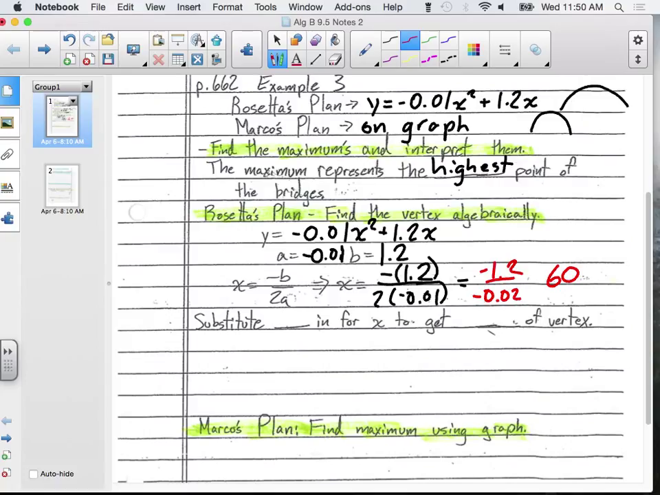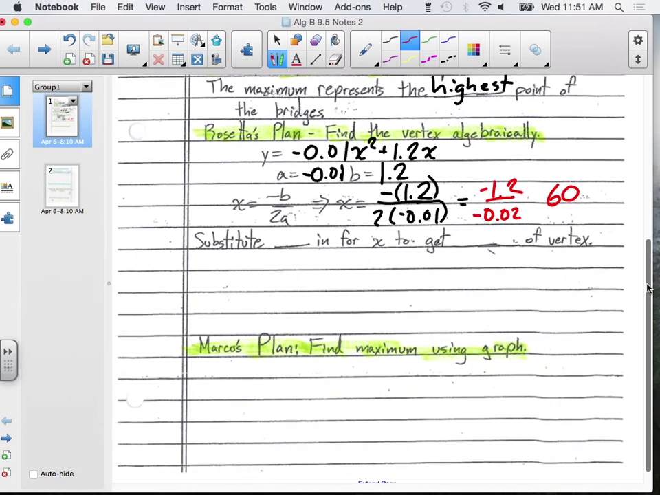Alright, so that means what? In other words, what did we just find? What part of the vertex did you just find? No, which part, the x value or the y value? The X. We found the x value, so x equals 60 is what we should put.